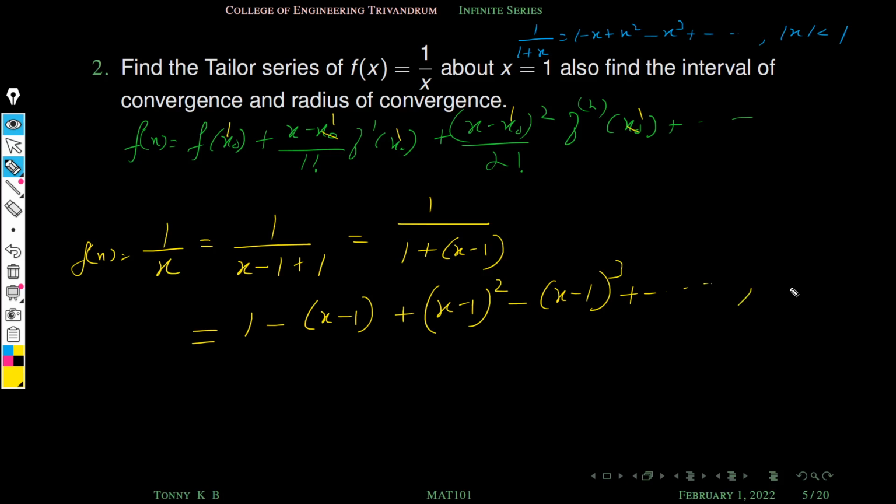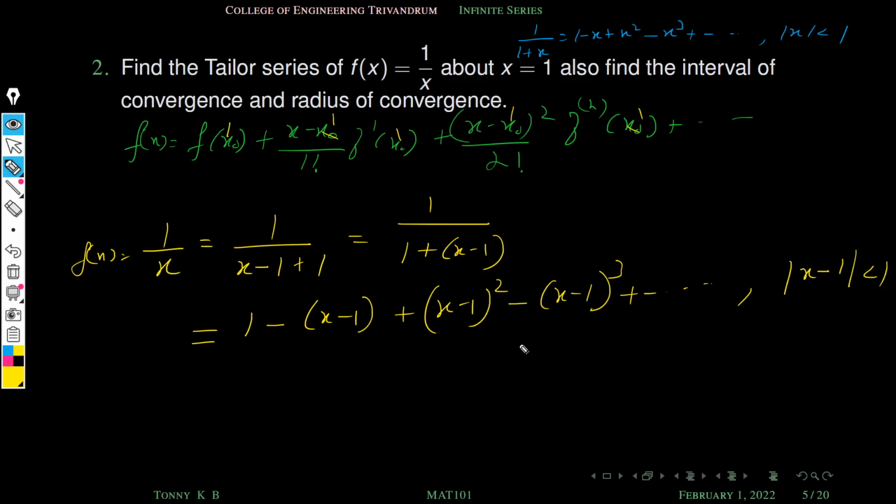etc. And what is the region of validity or interval of convergence? Here it is mod x less than 1. So here instead of x, x minus 1. So mod x minus 1 less than 1. So this is the interval of convergence. Okay, it is clear that this interval has the center 1. And this is the Taylor series of 1 by x about x equal to 1.